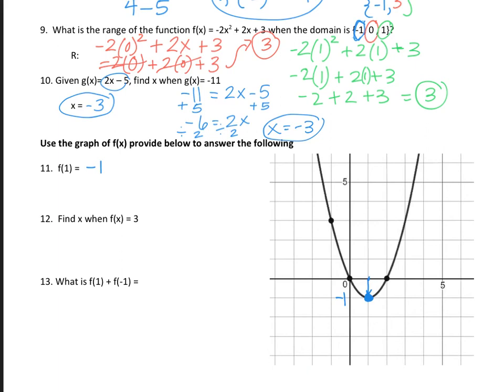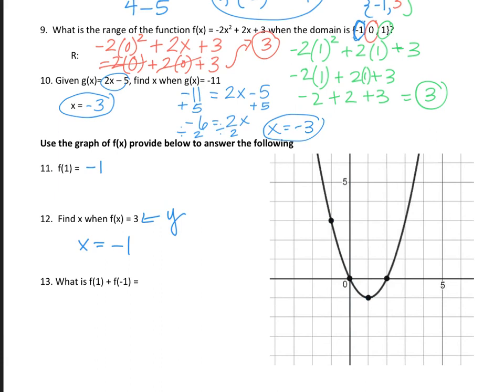For this next one, it says find x when f of x equals 3. So for this one, it's telling us our y value and it wants to know what the x is. Our y-axis goes top to bottom, north to south. So I'm going to find positive 3. Here's positive 3. And now I need to look from left to right to see if I have an x value for my graph. And I do. I have one right here. So this is at negative 1 for x. So when y is 3, x is equal to negative 1.